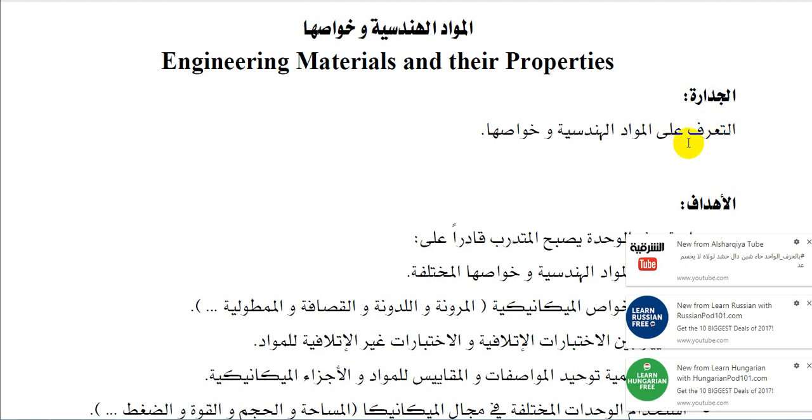In order to identify the engineering materials and their properties، يعني التعرف على المواد الهندسية وخواصها. الجدارة يعني the aim or the purpose، يعني الغرض من دراسة المواد الهندسية وخواصها. Just to identify, or to be able to know, the engineering materials and their features, characteristics, particularities and properties, or their aspects.